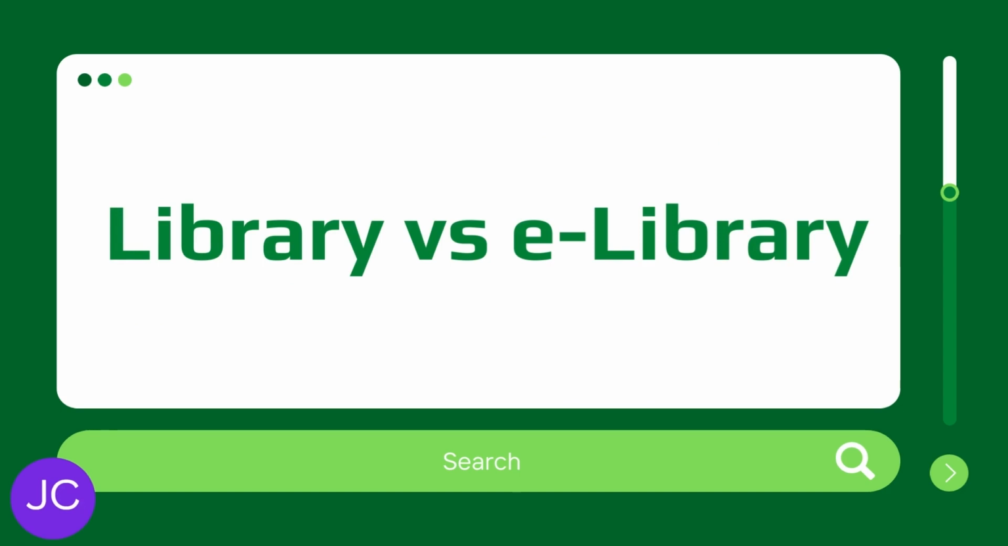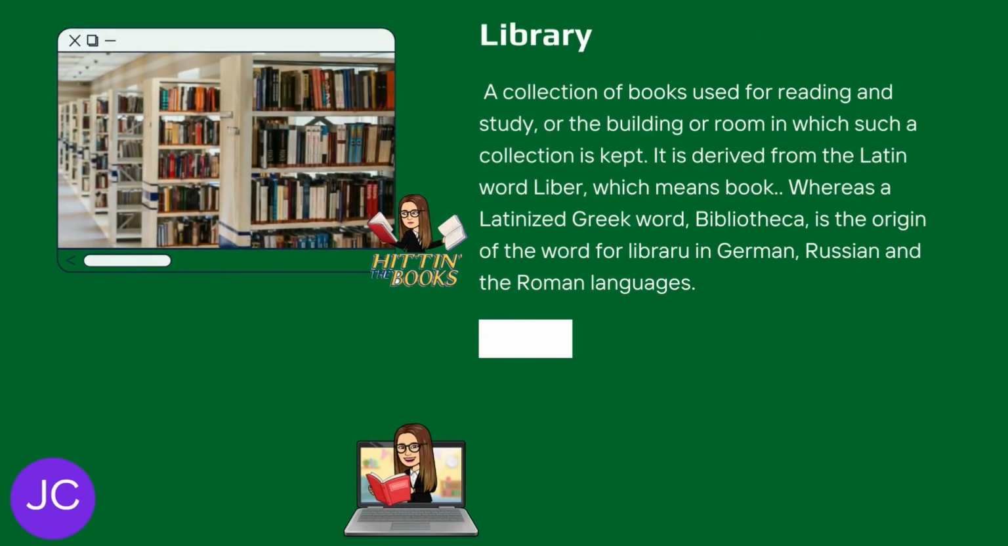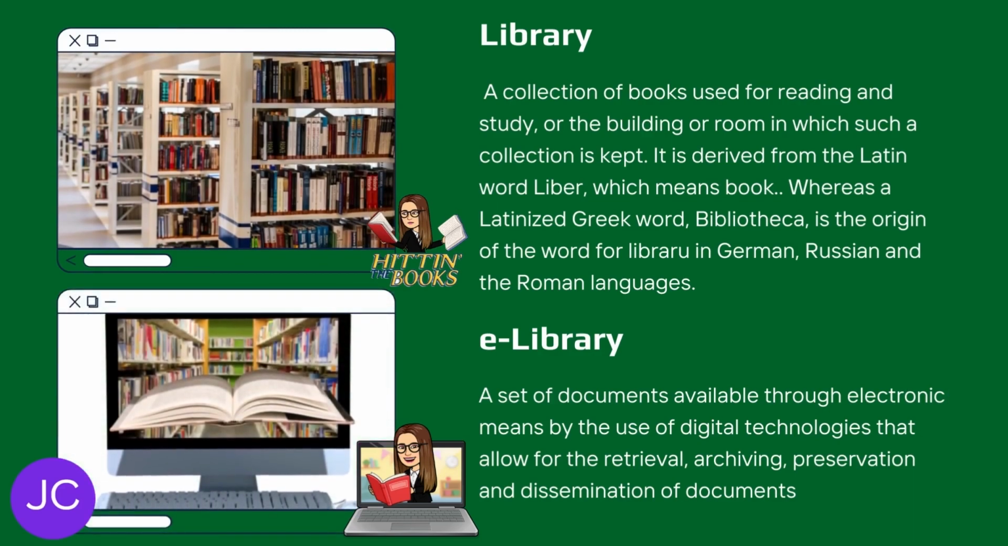Library versus e-library. What's the difference? The library is a collection of books used for reading and study, or the building or room in which such a collection is kept. It is derived from the Latin word liber, which means book, whereas a Latinized Greek word, bibliotheca, is the origin of the word for library in German, Russian, and the Romance languages.